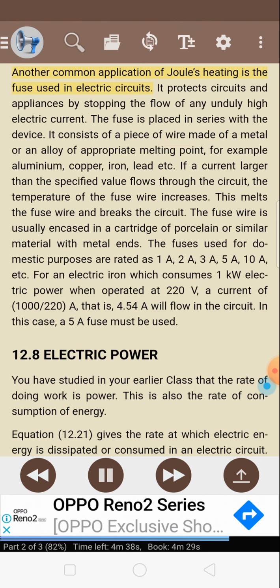form of light radiated. Another common application of Joule's heating is the fuse used in electric circuits. It protects circuits and appliances by stopping the flow of any unduly high electric current. The fuse is placed in series with the device. It consists of a piece of wire made of a metal or an alloy of appropriate melting point, for example aluminium, copper, iron, lead, etc.